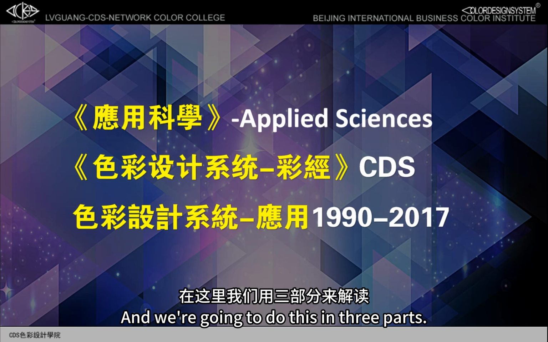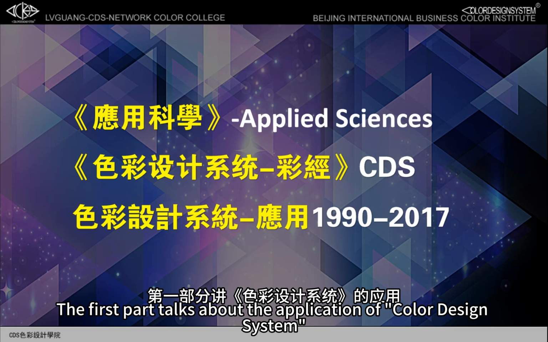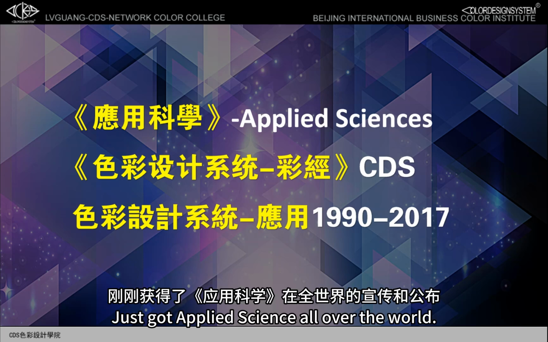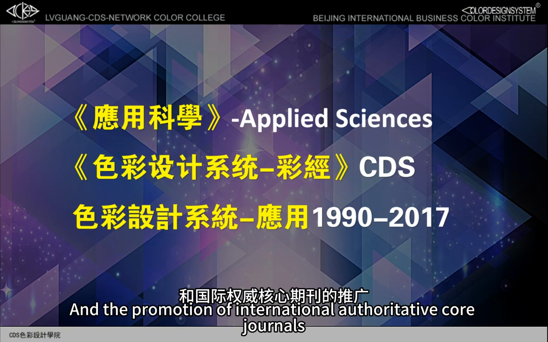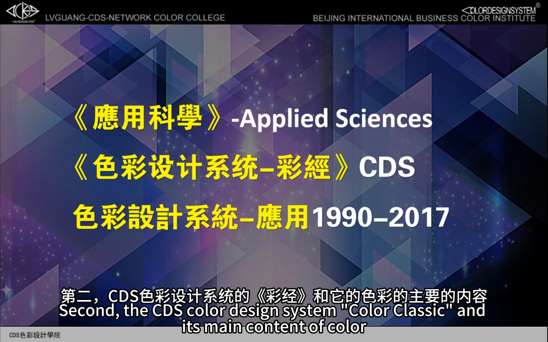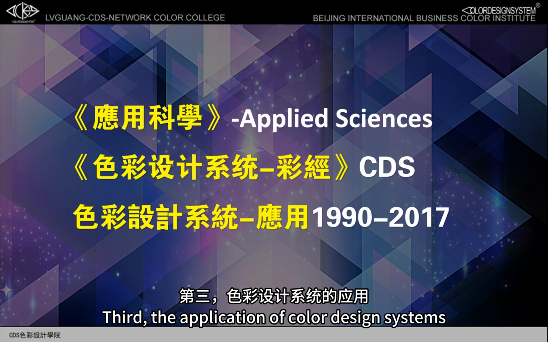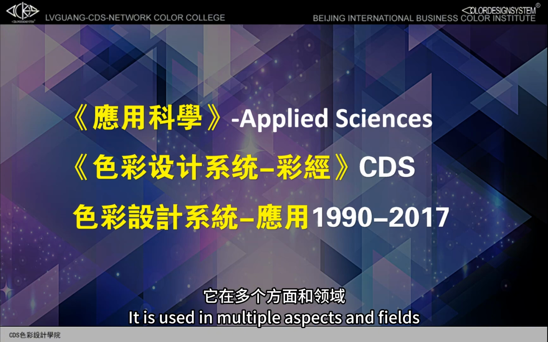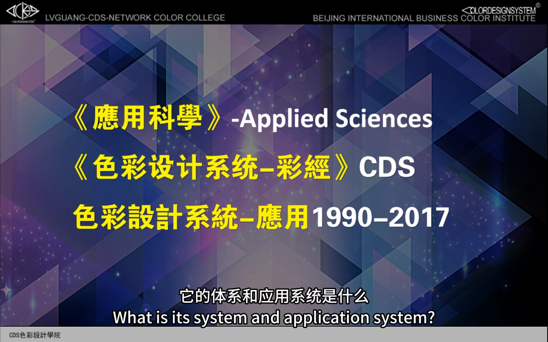And we're going to do this in 3 parts. The first part talks about the application of the color design system, which just got applied science all over the world, and the promotion of international authoritative core journals. Second, the CDS color design system color classic and its main content of color. Third, the application of color design systems. It is used in multiple aspects and fields. What is its system and application system?